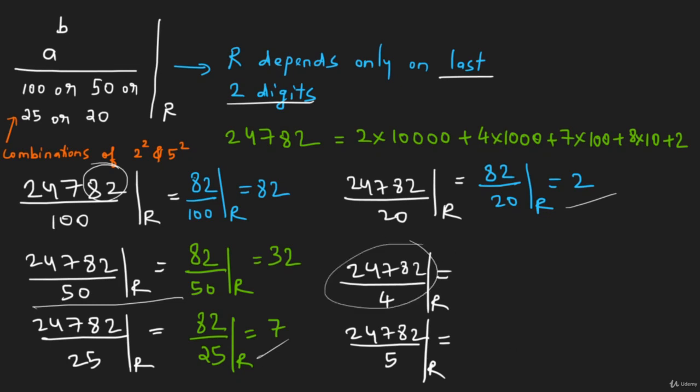Over here, that's 82 by 4 taking the remainder, and you will get the remainder as 2. Similarly over here, in the case of 5, you just need to take the last digit, because you can see that even 10 is perfectly divisible by 5. So 82 over here, you just need to do 2 by 5 remainder, right? And if you do that, you will see that your answer is nothing but 2.